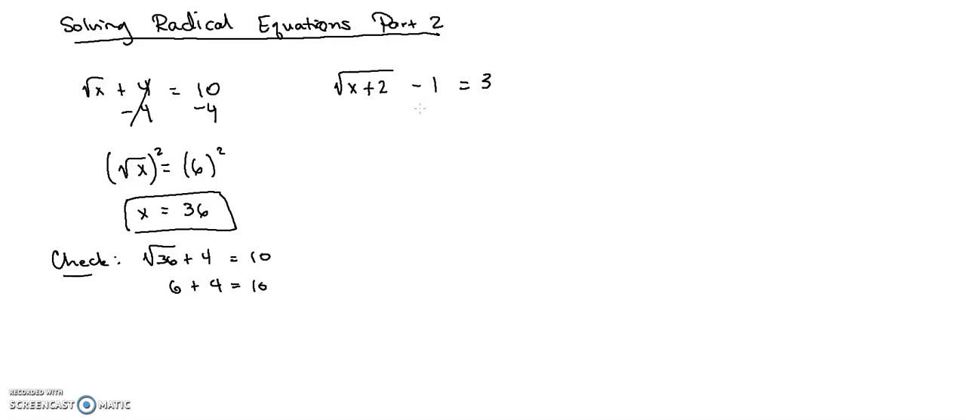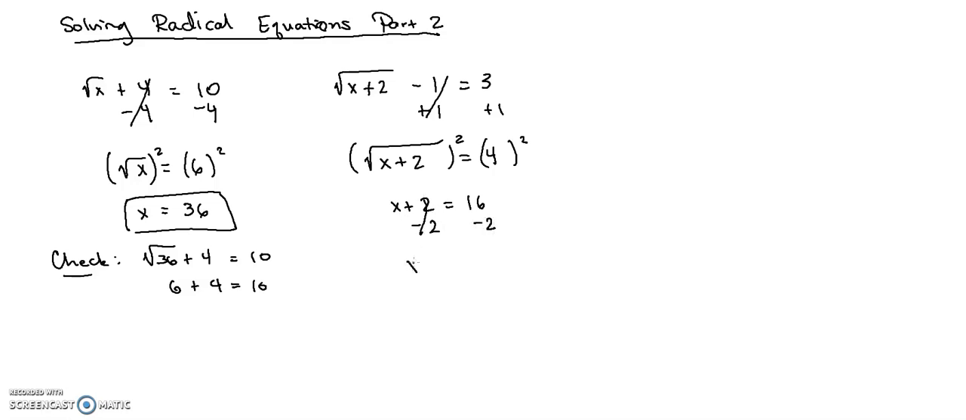We want to get the square root by itself, so we're going to add 1 to both sides. So we get square root of x plus 2 equals 4. Now we've got the square root by itself. We can go ahead and square both sides. Okay, square and square root cancel. We get x plus 2 on the left. On the right, we get 4 squared, which is 16. And we want to get x by itself, so we're going to do the opposite, which is minus 2. And we get x equals 14.